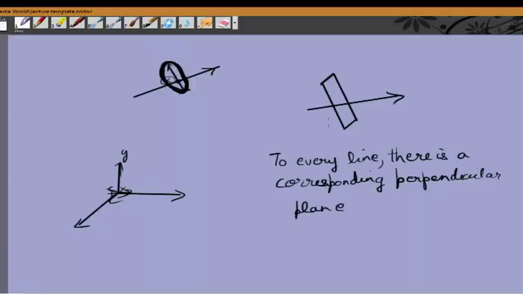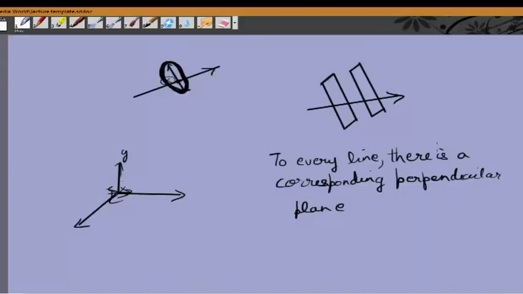There are basically infinite planes. If this would be one plane, a plane parallel to this would also be a plane. So if the y-axis is the line, then the xz plane would be a plane, but also the xz plane shifted by y is equal to 2 would be another plane.